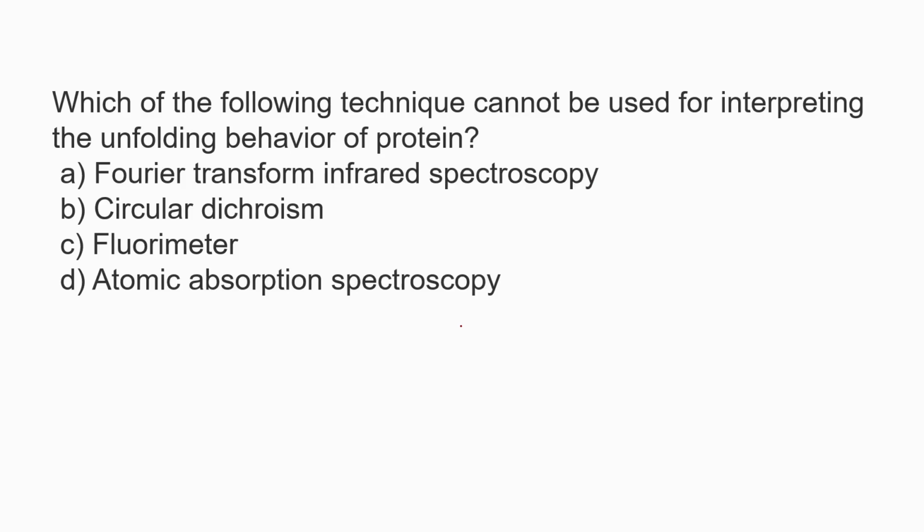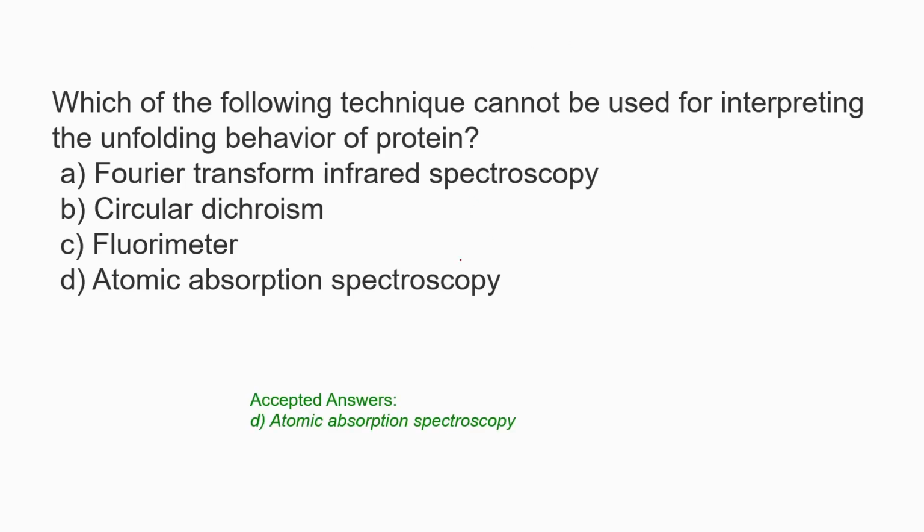Now this was the next question. Which of the following techniques cannot be used for interpreting the unfolding behavior of protein? So here the options are A. Fourier transform infrared spectroscopy, B. circular dichroism, C. fluorimeter, D. atomic absorption spectroscopy. So the correct answer would be atomic absorption spectroscopy.